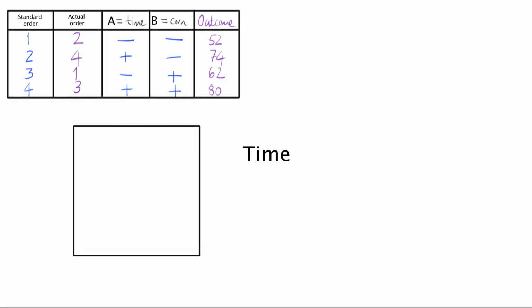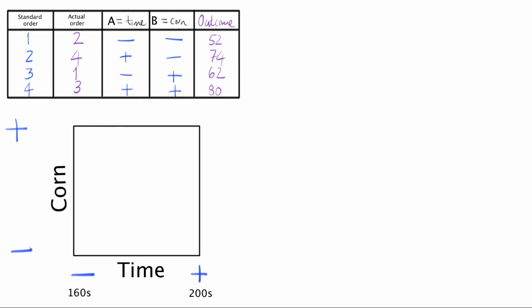Start by drawing a square and then put the first variable along the horizontal axis and the second variable along the vertical axis. Let's consider the horizontal axis first. We have short cooking times on the left and long cooking times on the right. In the vertical direction, we have white corn at the bottom and yellow corn at the top. Now you are ready to add the outcome variable to this plot.